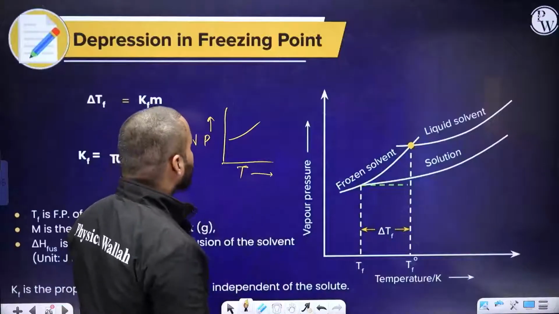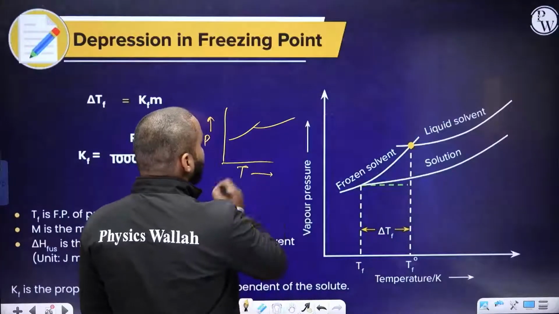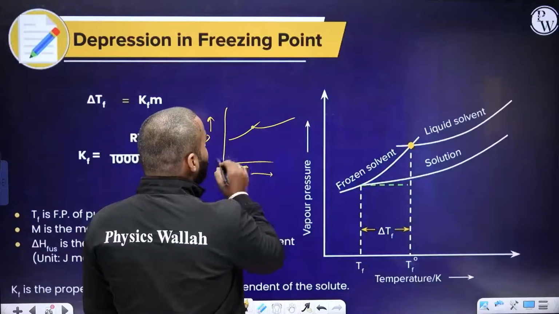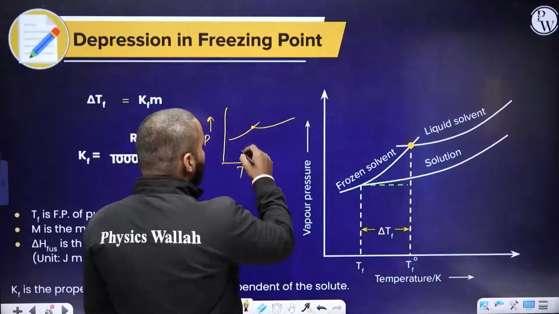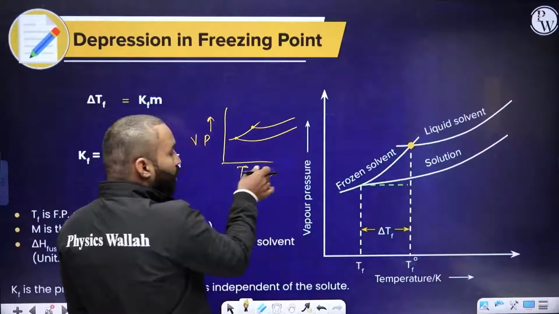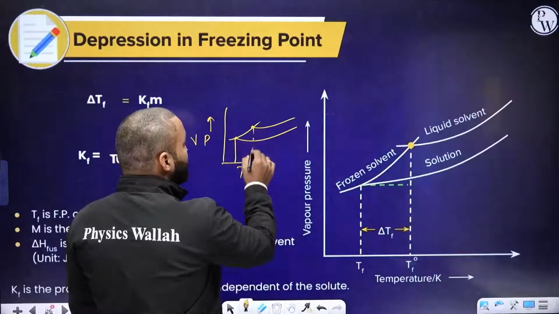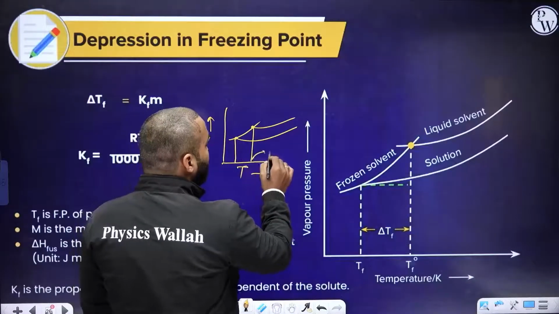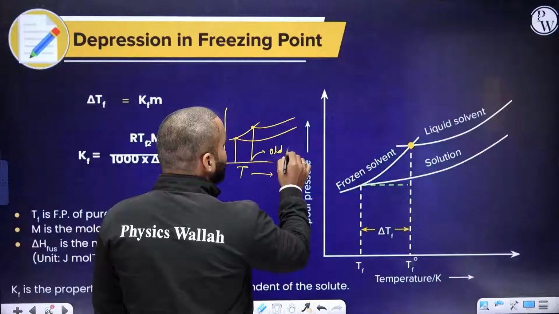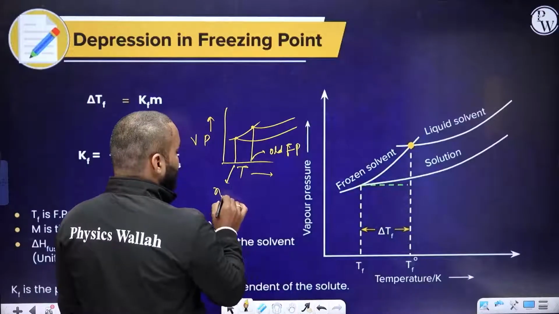Now, when you see that the liquid range is here, this is the liquid range, this becomes the solid range. At this particular point, it starts freezing. But when it is a solution, I see that the temperature has to be further lowered so that it meets here to become a solid. This is my old temperature. This is the old freezing point, and this is the new freezing point.